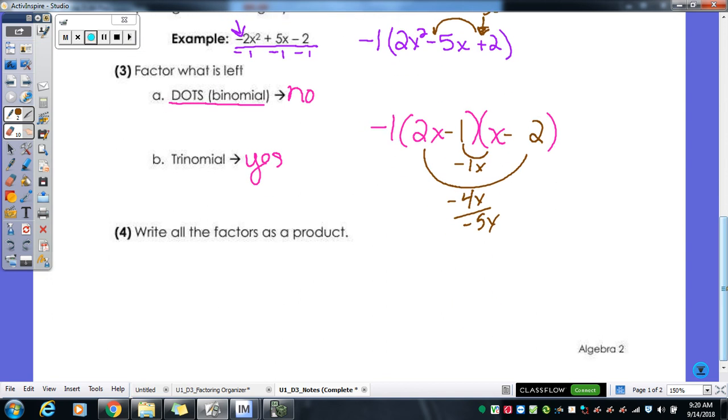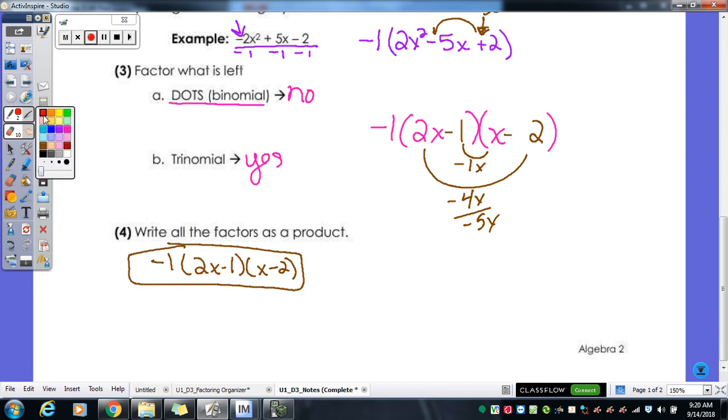So then write all the factors as a product just means write out our answer that we got, which was negative 1 times 2x minus 1 times x minus 2. This is all of your factors as a product. We actually have 3 factors this time. There's your first factor. This parenthesis is your second factor. And then that parenthesis is your third factor. We got 3 factors this time. 3 things we're multiplying to get us back to where we started.